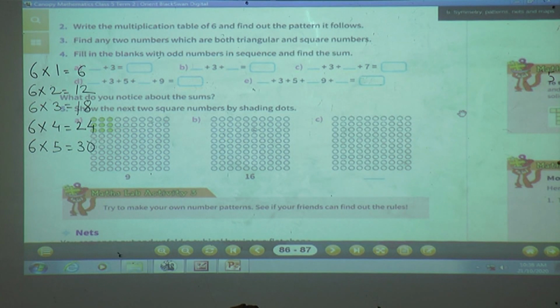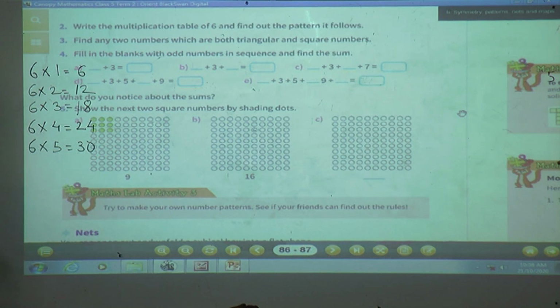Now third question. Find any two numbers which are both triangular and square numbers. Okay students, so you just find two numbers which are both triangular as well as square. That means in triangular 1 is a square of 1 and 1 is a cube of 1. So that students, even 36 also. Okay, now students fill in the blanks.